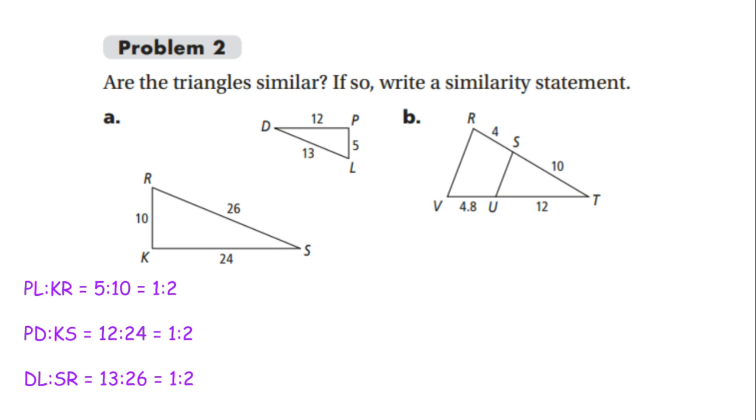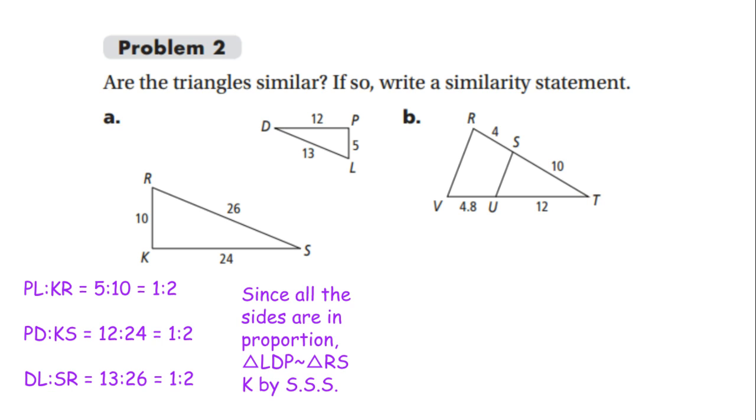Well, let's test our ratios. PL would match up with KR, which is 5 to 10 or 1 to 2. PD is corresponding to KS, 12 to 24, also 1 to 2. DL is corresponding to SR, which is 13 to 26, also 1 to 2. So since all the sides are in proportion, triangle LDP is similar to triangle RSK by SSS. Take a look at B.